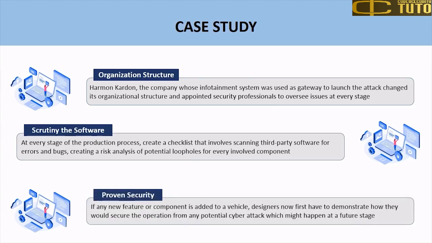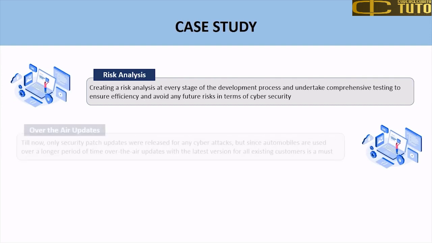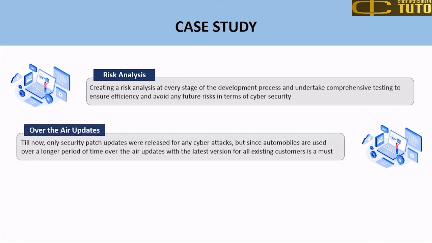Proven security. If any new feature or component is added to a vehicle, designers now first have to demonstrate how they would secure the operation from any potential cyber attack which might happen at a future stage. Risk analysis. Creating a risk analysis at every stage of the development process and undertaking comprehensive testing to ensure efficiency and avoid any future risks in terms of cybersecurity. Over-the-air updates. Till now, only security patch updates were released for any cyberattacks, but since automobiles are used over a longer period of time, over-the-air updates with the latest version for all existing customers is a must.